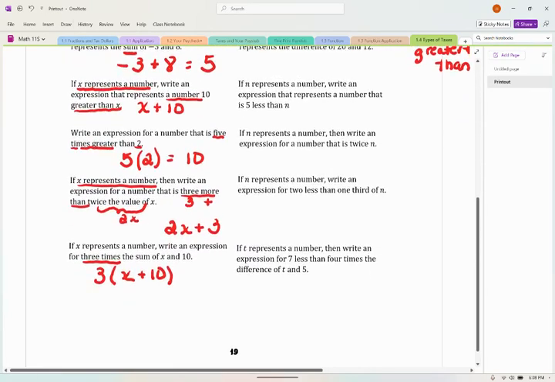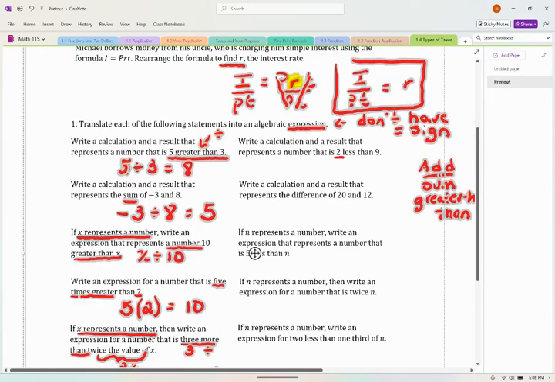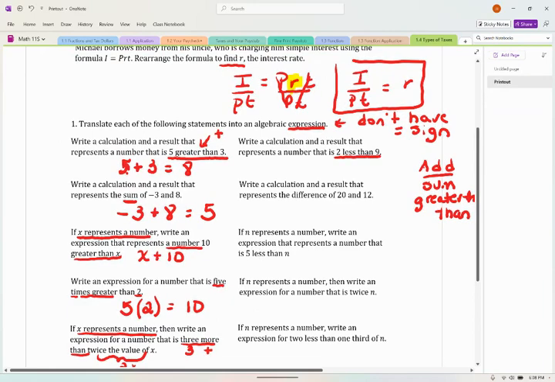Now, this is very important when you get to this one. Write a calculation and a result that represents a number that is 2 less than 9. So remember, if you were to plug this in the calculator, if I want 2 less than 9, I would put in the 9 minus the 2 to get 7. You have to remember with the words, put a little star, less than, and you're also going to see this, subtracted from.